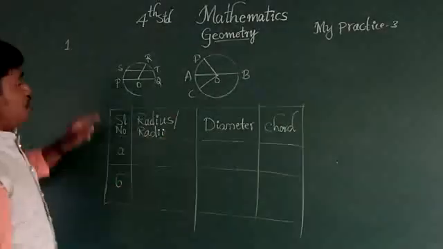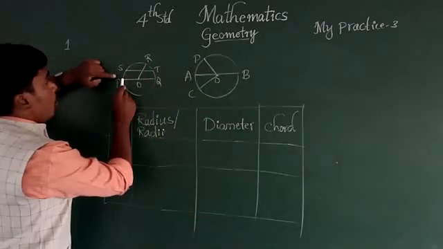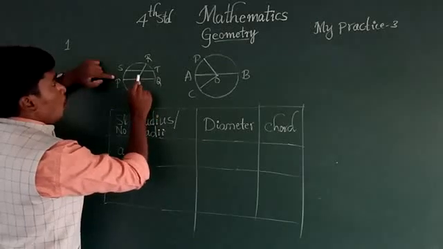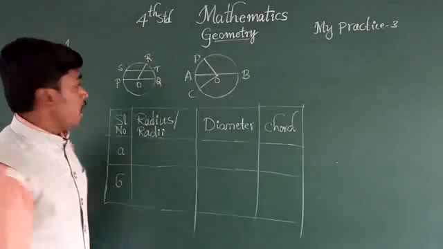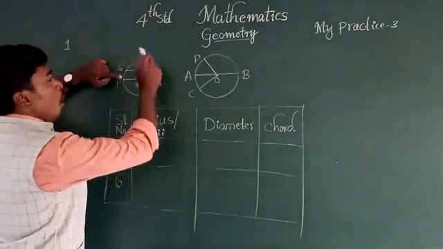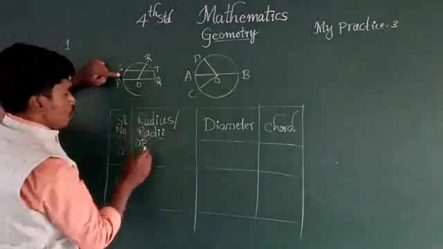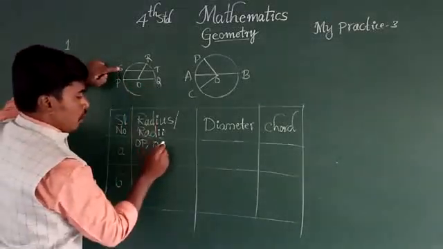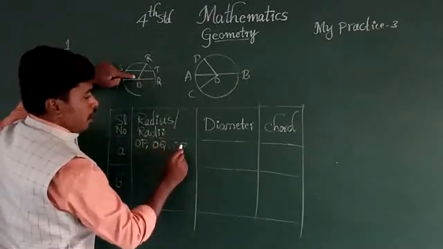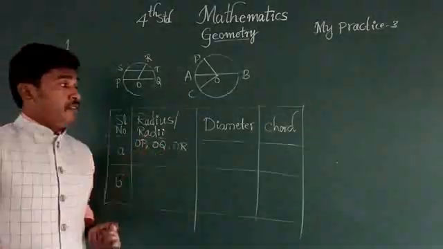Okay. So in the first diagram, how many radii are there? PO or OP, OQ, OR are radii. OP is the first one. OQ is another radius. OR is also a radius. These are the 3 radii. So we can say that it is radii.